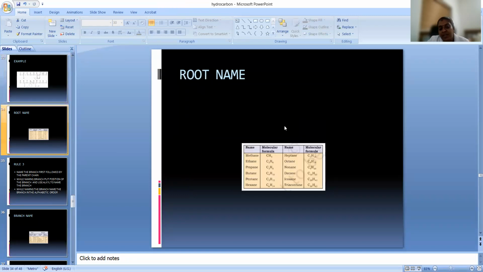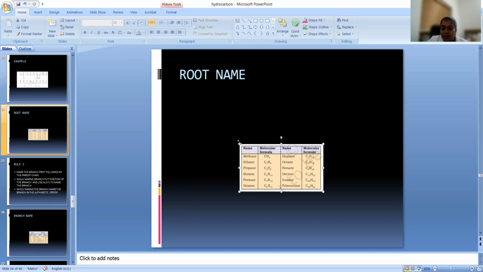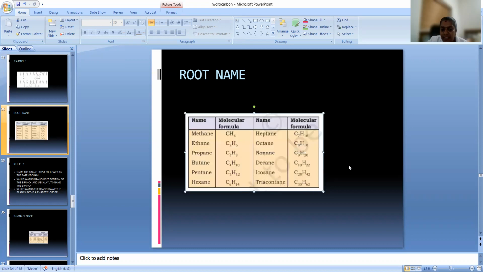Next, the root name. The parent will be named according to the number of carbon atoms present in the parent. If there is 1 carbon atom, methane; 2, ethane; 3, propane; 4, butane; then pentane, hexane, heptane, octane, nonane, decane. In this way, we will name based on the number. This you have to learn, at least 10. Only then can we name it.